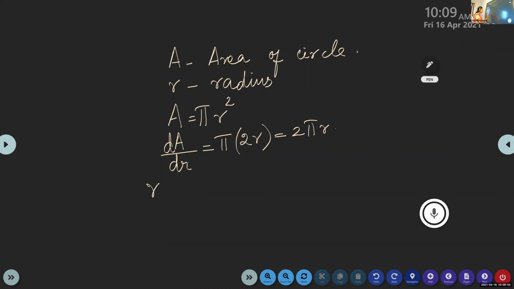Now, what is the radius given here? The radius is 3 centimeter. So dA by dr is 6 pi centimeter.